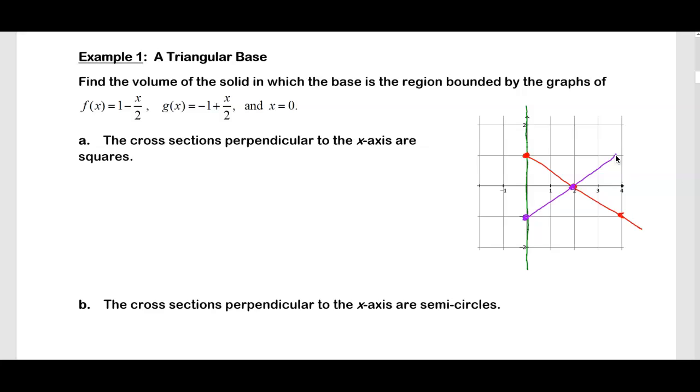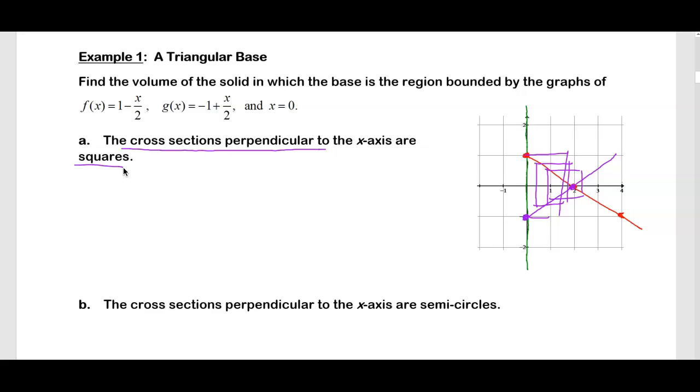So then it says the cross sections are perpendicular to the x-axis. If it's perpendicular to the x-axis, here's your x-axis, so they're coming up off the graph. We're making a three-dimensional shape. So this is like a triangular base with squares coming up. How can it be square? We're finding a triangle. Cross sections are squares.